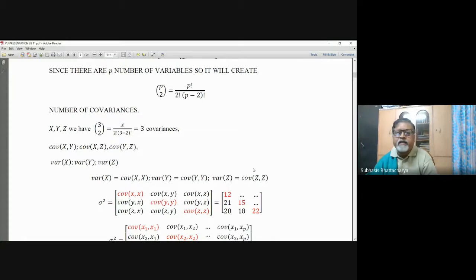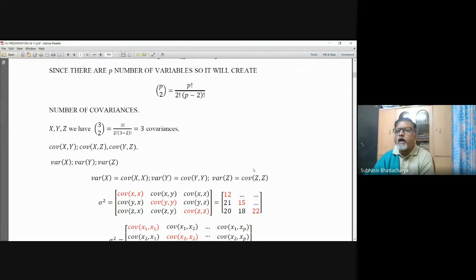And what are the covariances? The covariances are covariance between x and y, covariance between x and z, and covariance between y and z. And also there are the variances. If there are three variables, the variances are variance of x, variance of y, and variance of z.